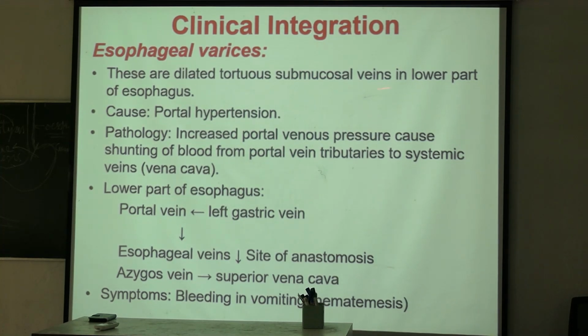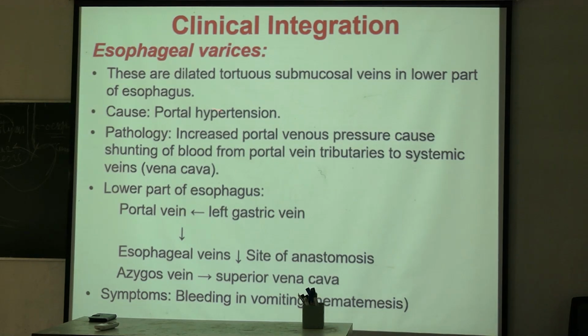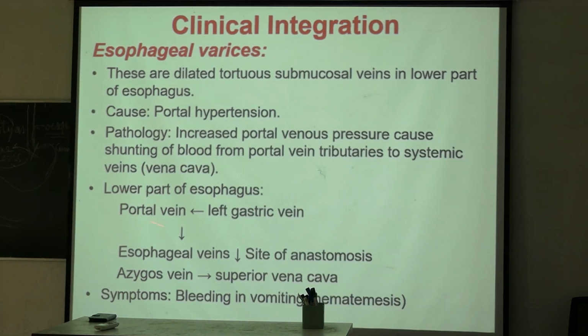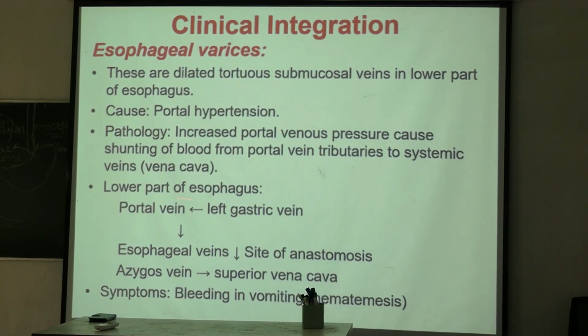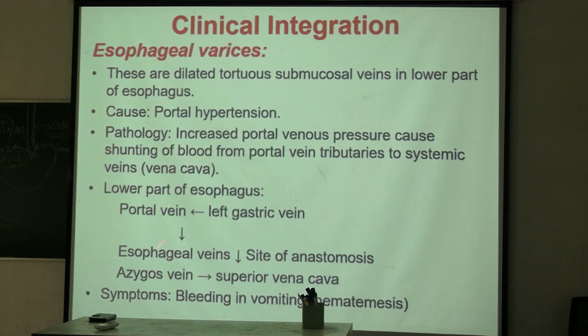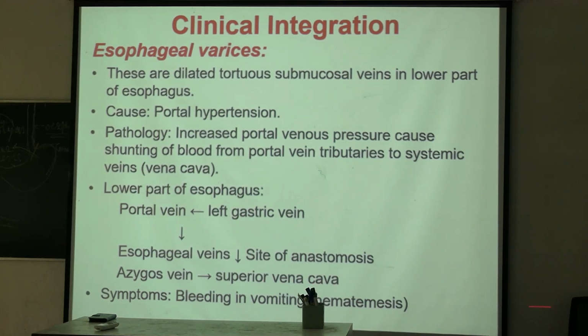So esophageal varices. These are dilated, tortuous, submucosal veins in the lower part of the esophagus, and it is caused due to portal hypertension. How is it formed? Increased portal venous pressure causes shunting of blood from portal vein tributaries to the systemic veins or vena cava tributaries. In the lower part of esophagus, there is anastomosis between these veins. Portal venous part is the left gastric vein and esophageal veins. Esophageal veins are going to drain into azygous vein and finally into superior vena cava.